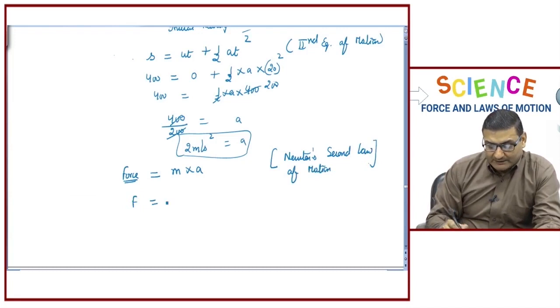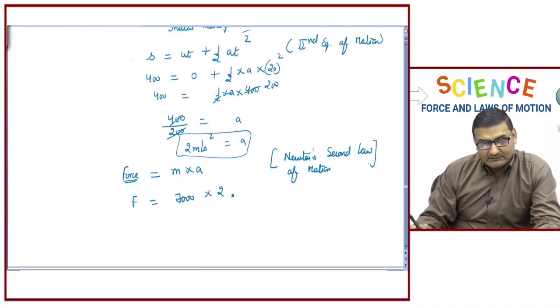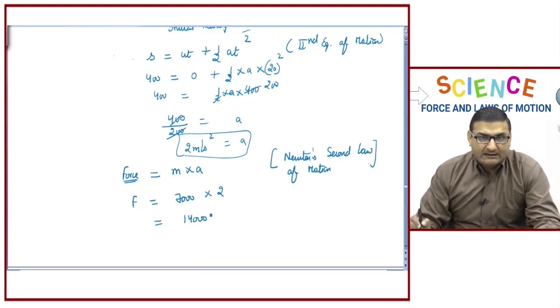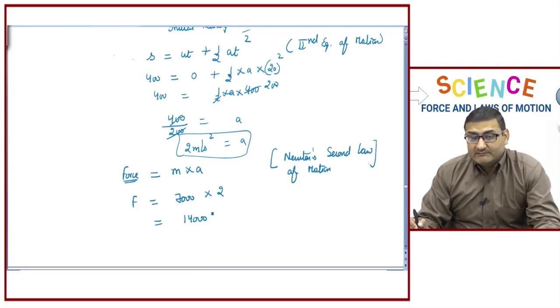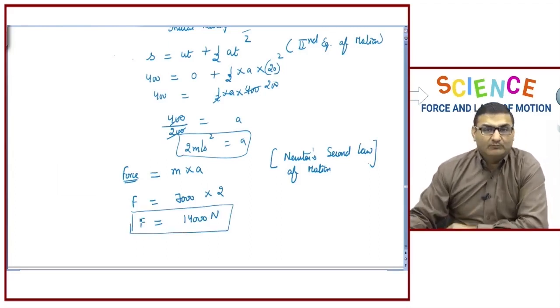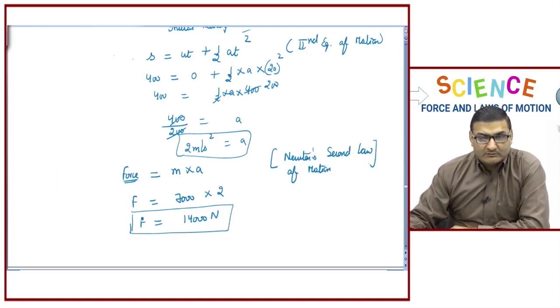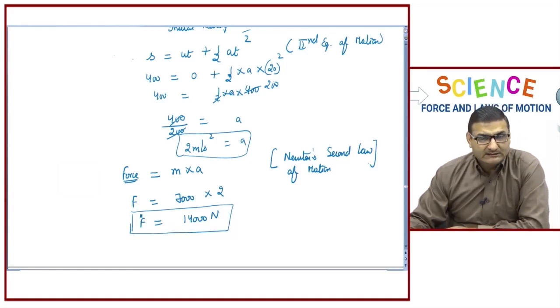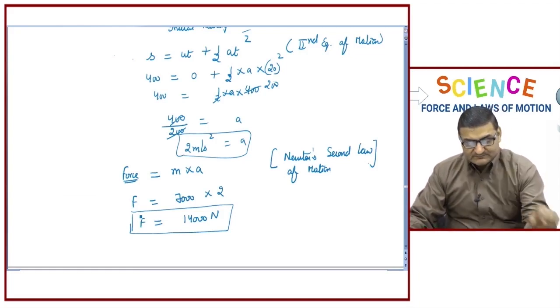Now force I need to calculate. Mass is already given to me in the question to be 7000 kilograms, multiplied by the acceleration I have just calculated to be 2 meters per second squared, which comes out to be 14,000. 14,000 what? What is the SI unit of force? Newton. So force is equal to 14,000 newtons. Got it? So this is how we calculate the force and the acceleration based on the details given to us in the question. Clear? Fine.